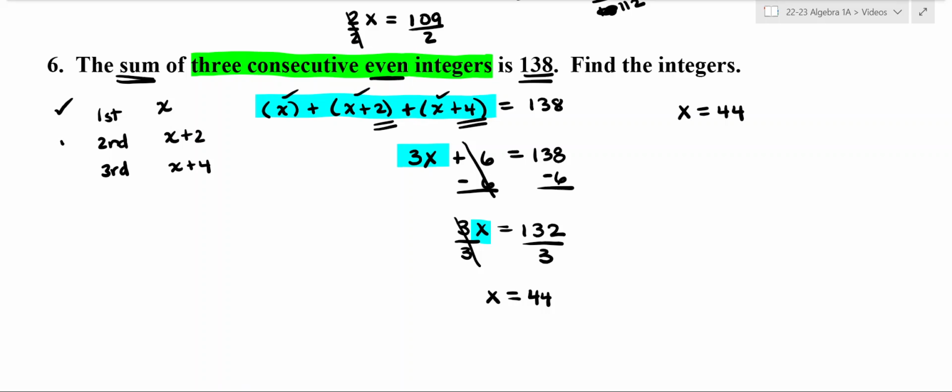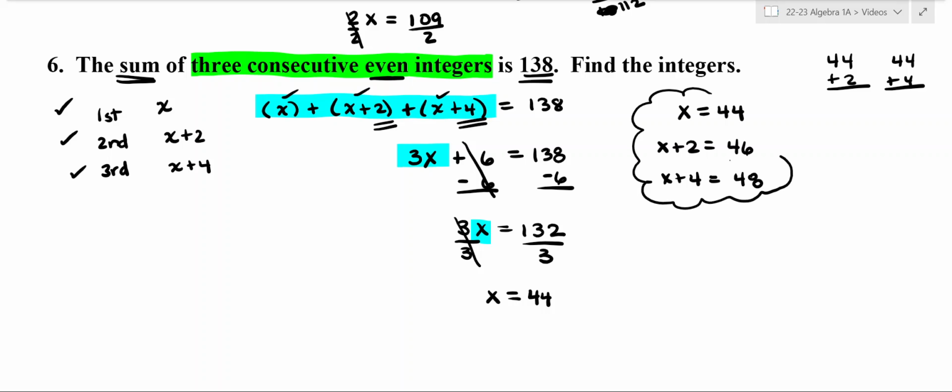Now we need to find the second number and the third number. So for that, we need to do x plus 2 and x plus 4. All right, so in your calculators, you're going to do 44 plus 2. Do 44 plus 4. So that's how you're going to get 46 and 48. So now these numbers exist, and you can check in your calculator that if you add all of these, you get 138. Okay?